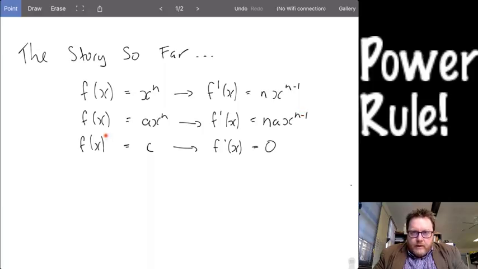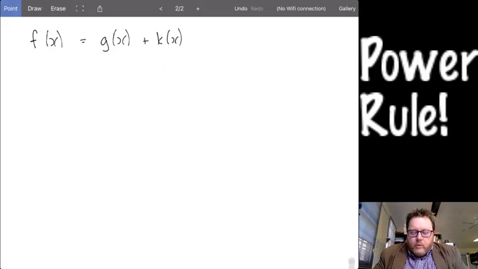And we've got f of x equals c, so c is a constant value, no variable of x involved at all. Then f dash of x is equal to 0. So that's what we've got so far. The last part of the rule we've got to look at is f of x equals g of x plus k of x. So f of x is the sum of two other functions.